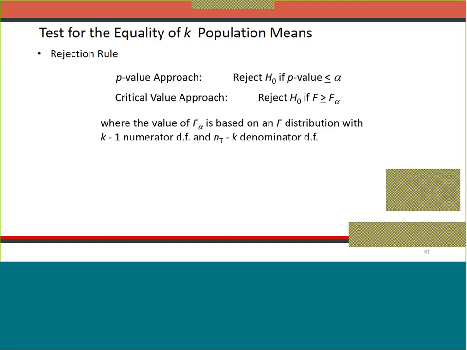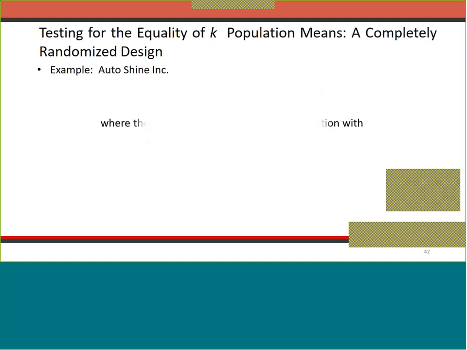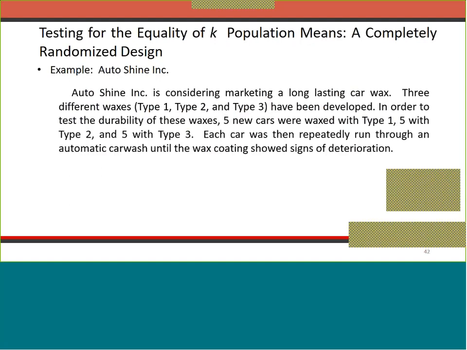Nt is the total number of observations, k is the number of treatments. So I'm giving you a couple of examples too for the ANOVA. So testing for the equality of k population means, I'm giving a completely randomized design.